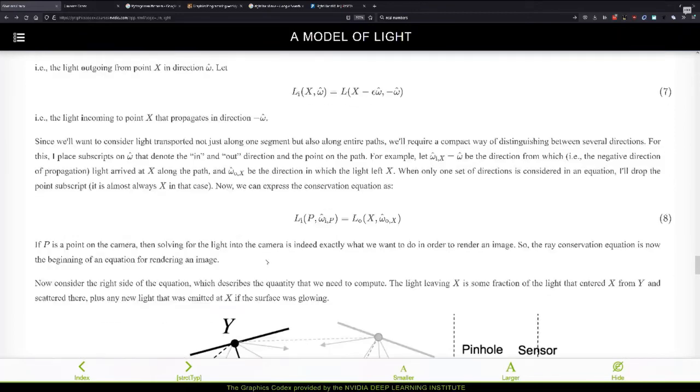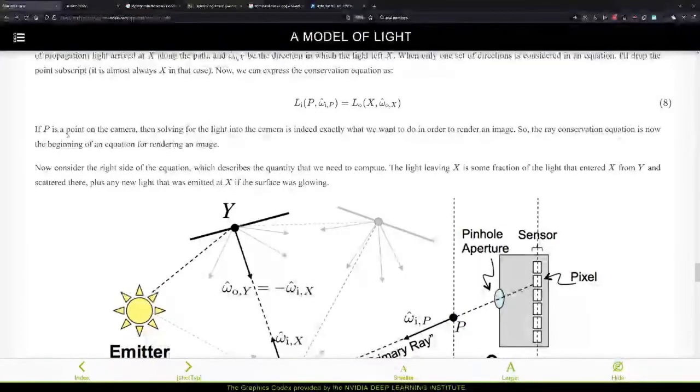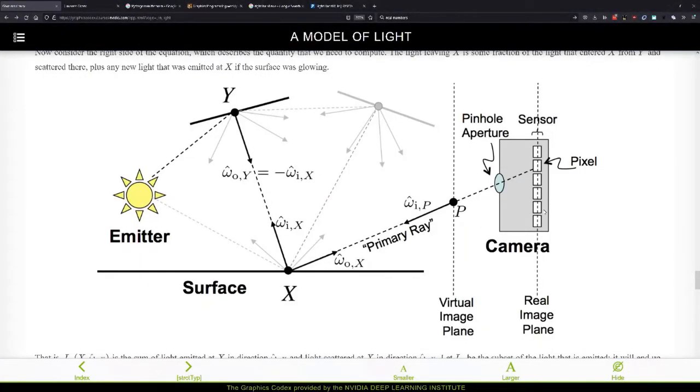Okay. I appreciate all this discussion because it clears up a lot of the confusion I have. You can see in this diagram below, the arrow leaving Y and the arrow leaving X. I think they're basically saying those are the same, just with an inverted direction. The light traveling along that is the same for both. Hey, they got pinhole aperture in here. Virtual image plane, real image plane, because cameras take photos upside down.